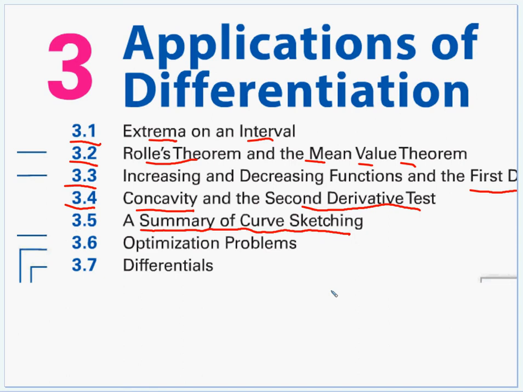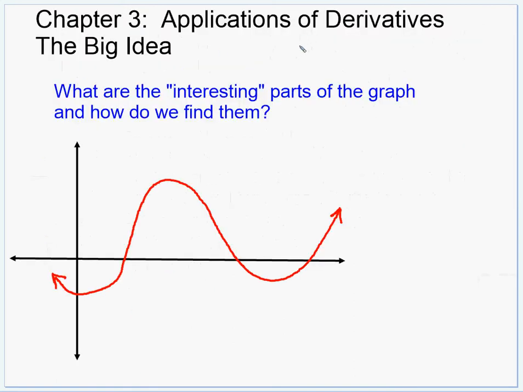All these little calculus tricks will make our graphs even better. 3.6, a very good applied section, optimization problems. And then 3.7 is a little wrap-up section called differentials. Now the first four, I'm just going to sum up in one picture. So here, chapter 3, applications of derivatives, the big idea.